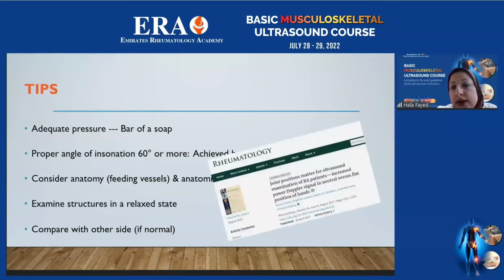And here's one nice paper on joint examination, a method for ultrasound examination of a patient. It shows increased power Doppler signal in the neutral versus flat position of the hand. The neutral position is slightly flexed fingers and wrist. This is a better positioning than using the flat position of the hand, and it allows the blood vessels to appear. And finally, compare with the other side if normal.